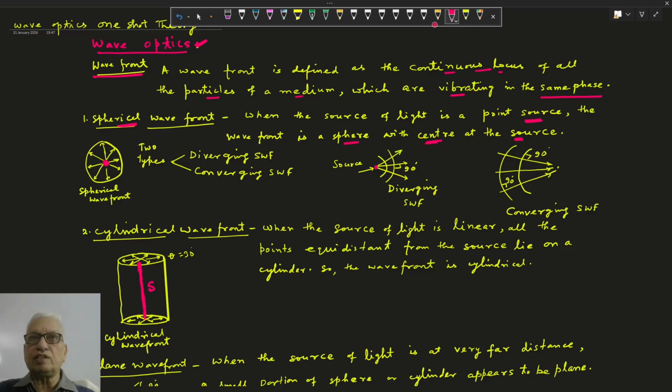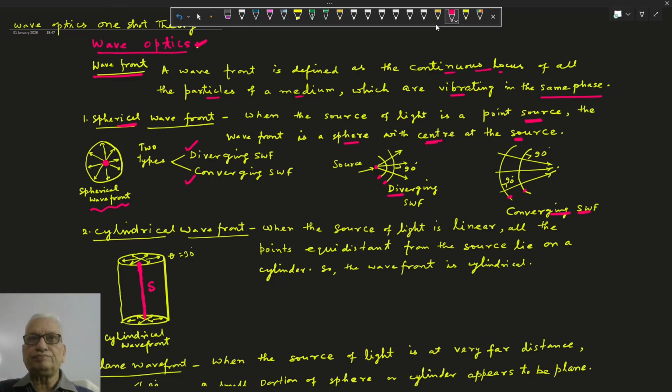There are two types of spherical wavefront: one is diverging type, the other is converging type. So if the point source is here, it is moving outward, and these are the diverging spherical wavefront. They are coming towards a point, so these are the converging type spherical wavefront. It is diverging type, it is converging type.